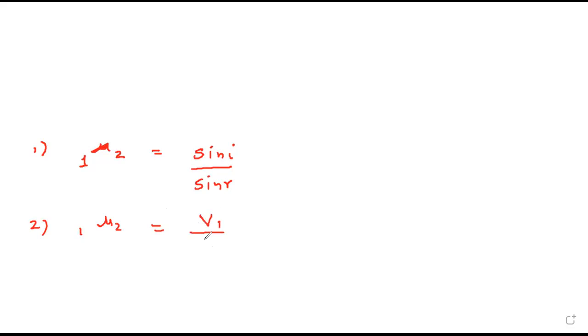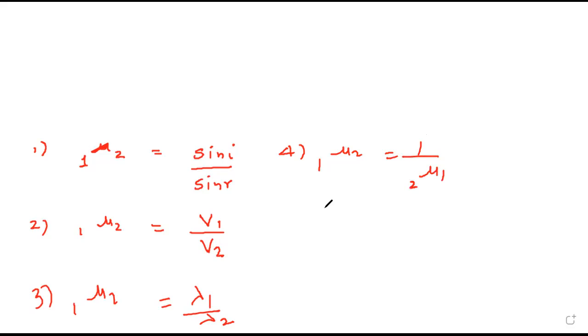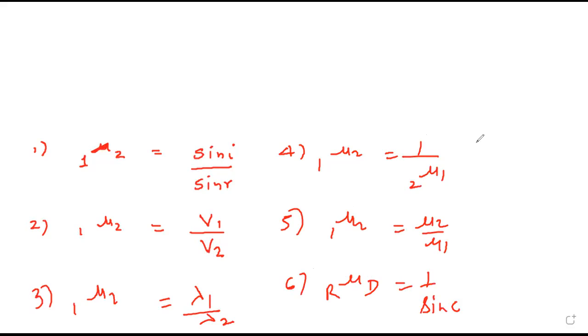It is the velocity in the first medium upon the second medium. Or it can be written as the ratio of wavelength, lambda 1 to lambda 2. Or I can write 1 upon mu 1 2. Or we can write mu 2 upon mu 1. And the refractive index of denser with respect to rarer is 1 upon sine of critical angle.